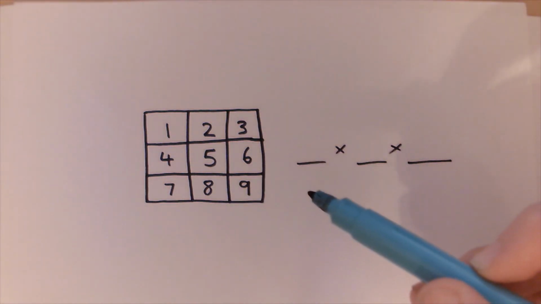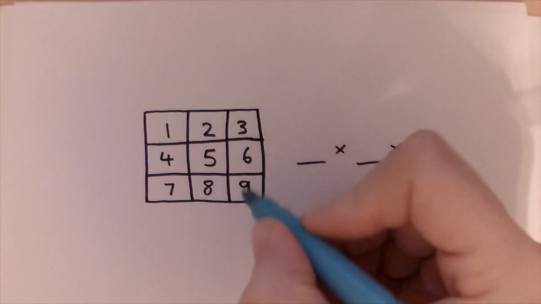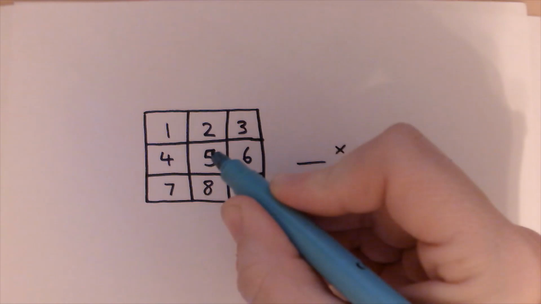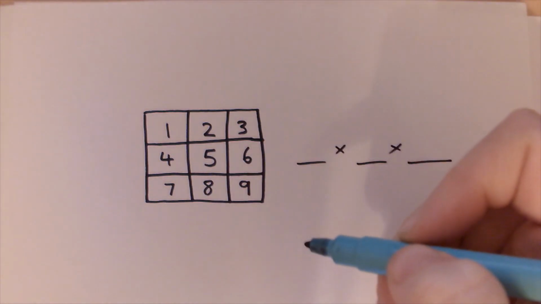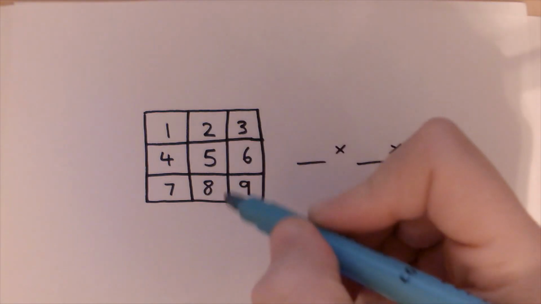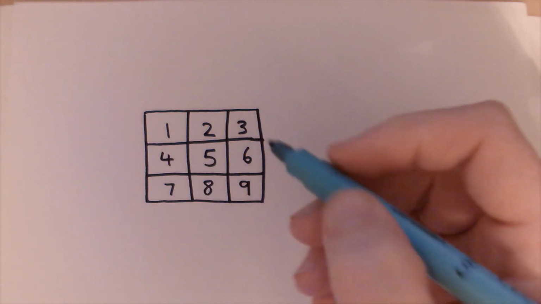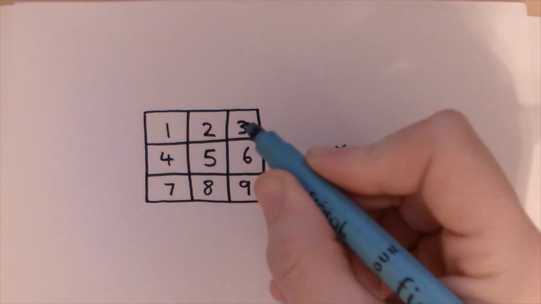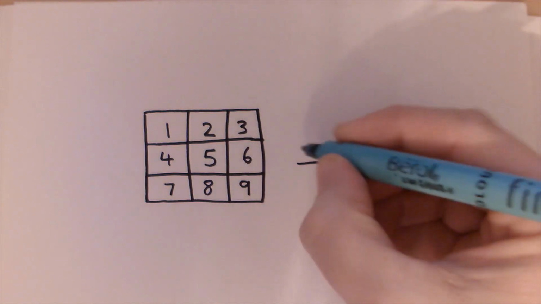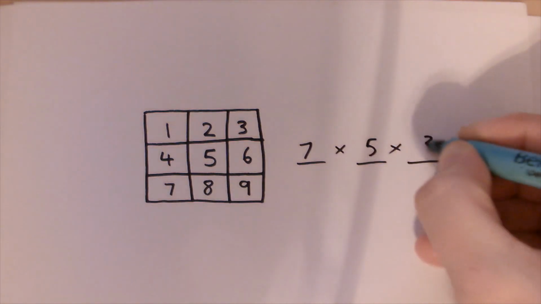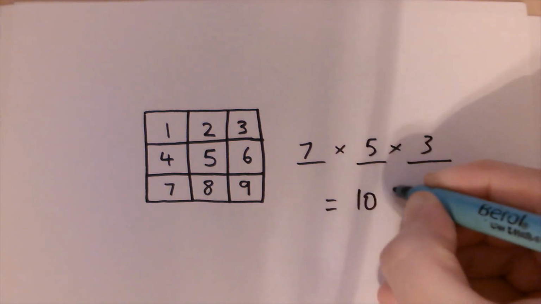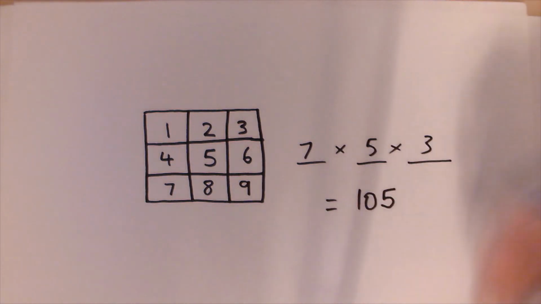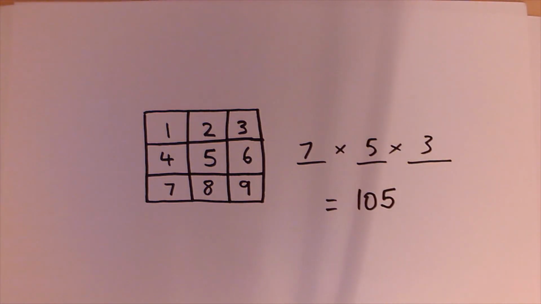The answer is 105. Most people would think you'd have to start with 9, but if you do 9 times 5 is 45, then you're only allowed to pick 1. There are lots of different ways to try it, but actually it's 7 times 5 is 35, and 35 times 3 is 105. So it was 7 times 5 times 3 is equal to 105. And that was the biggest product, because product means times, the biggest product you could have got.